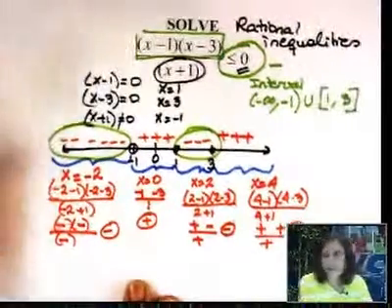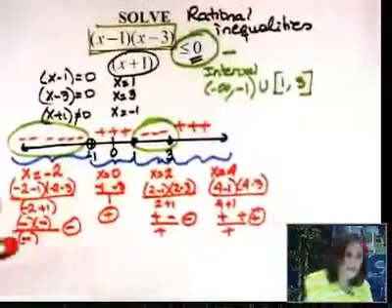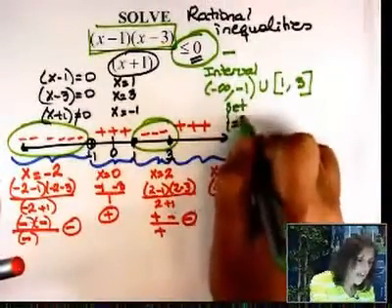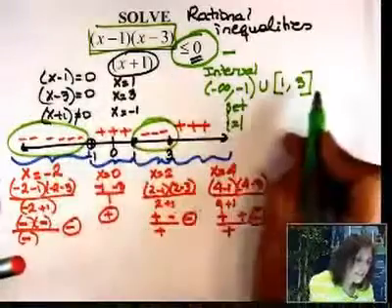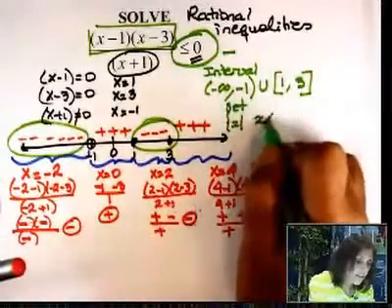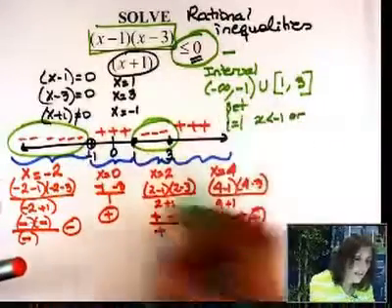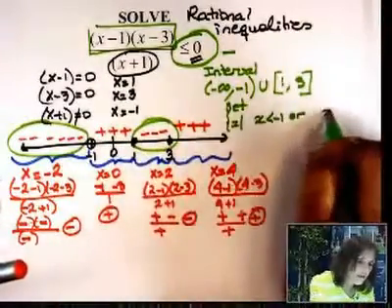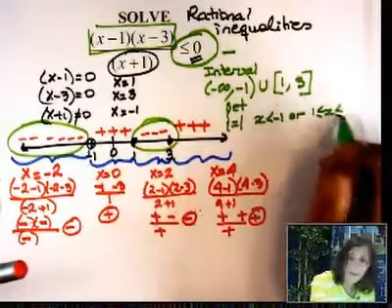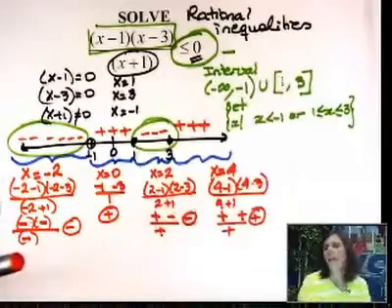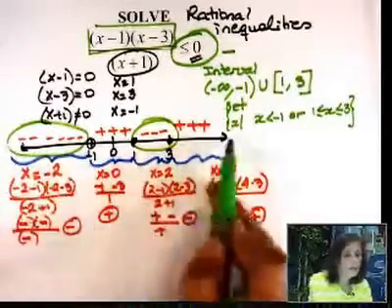Now, if I write the same thing in set notation, I'm going to write x such that x is less than negative 1, and I don't want negative 1, so it's less than, or x is between 1 and 3. Between 1 and 3. You see it?